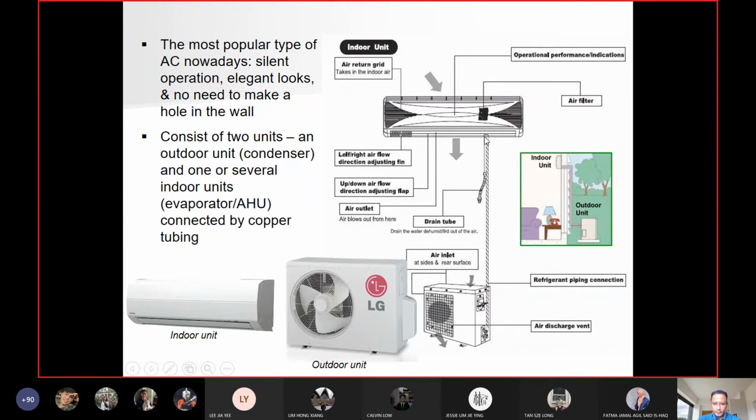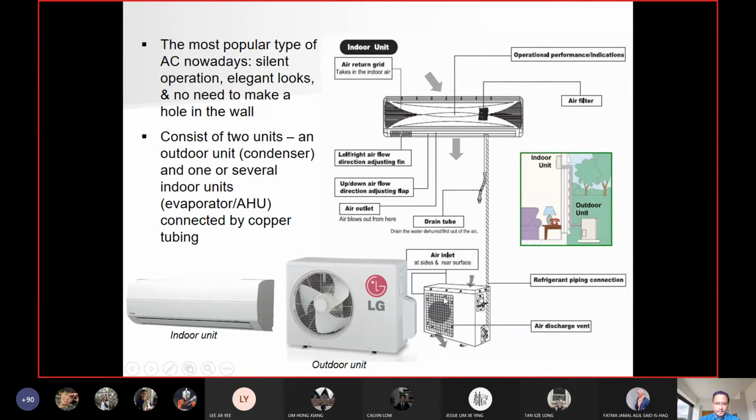At the same time, you need to have a drain tube, because as the system operates, there will be condensation happening. The water will be dripping from the evaporator, so you need this tube to channel the water. You have probably seen this, no? Normally at the back of the indoor unit, you can see a pipe to channel out the condensed water.